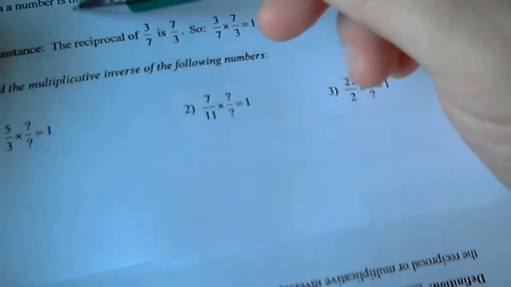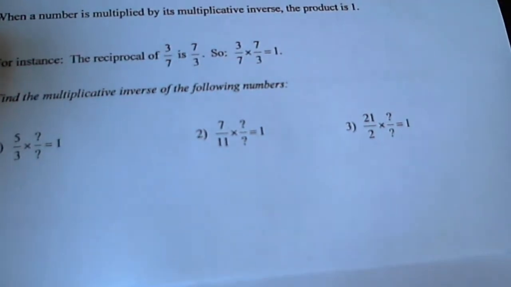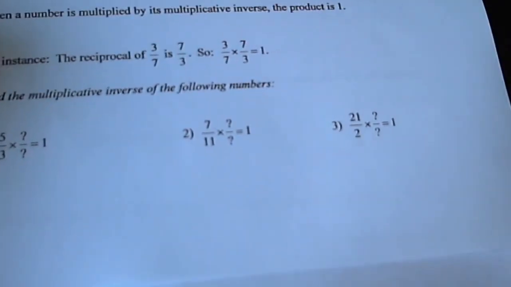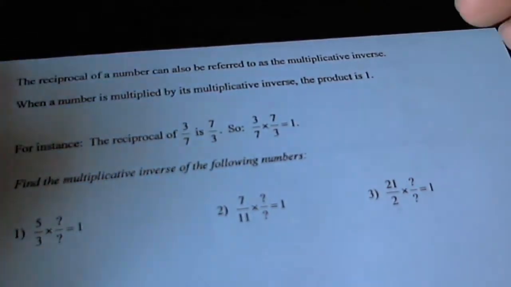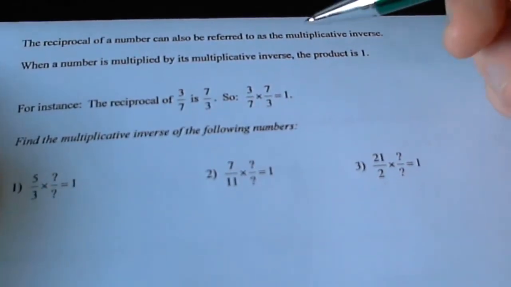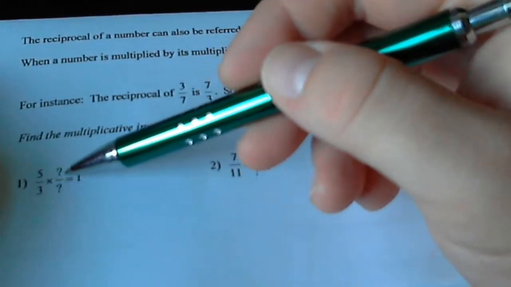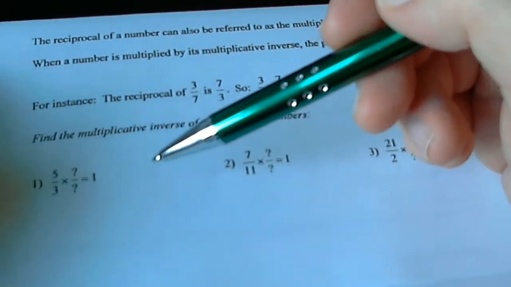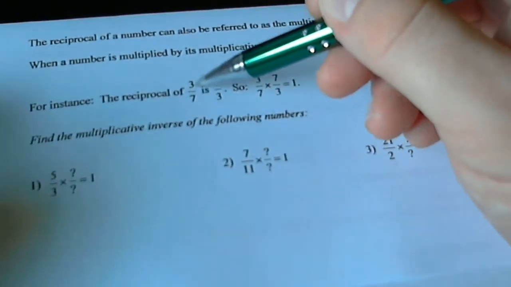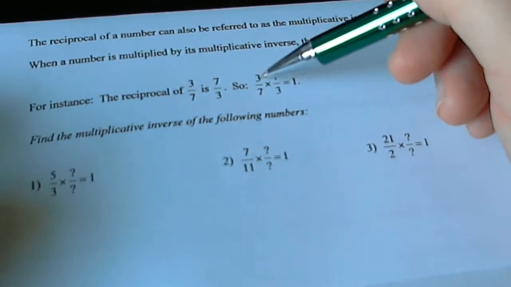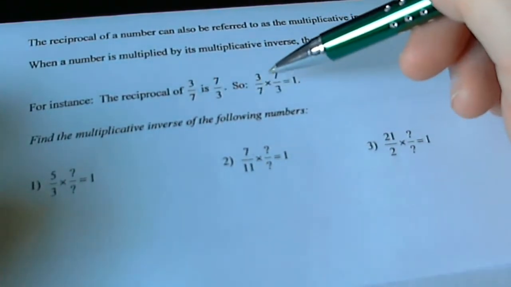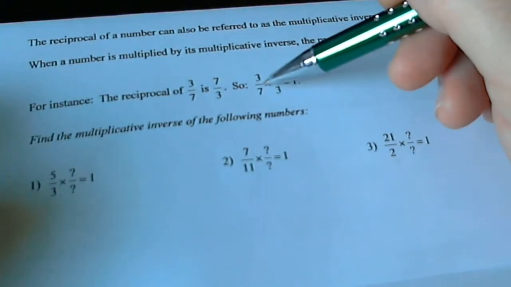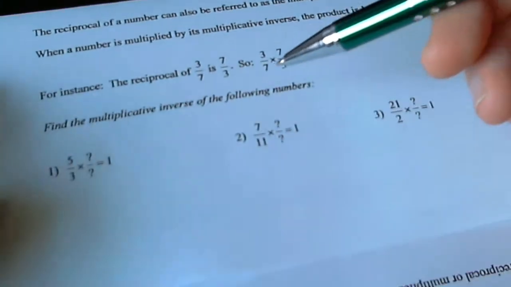We can also call the reciprocal of a number the multiplicative inverse. And the reason it is called the multiplicative inverse is because if I multiply that number by the reciprocal, I get a 1. So for instance, the reciprocal of 3/7 is 7/3, and 3/7 times 7/3 is 1. So really, that number flipped upside down, multiplied by the original number, just brings you back to 1.